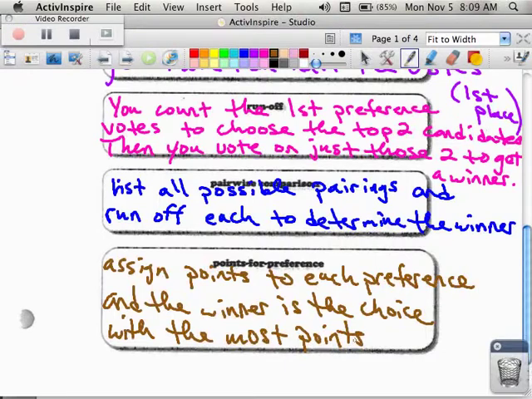So this is similar to a runoff in a way, in that, for example, let's say we're talking about ice cream and we have 3 choices: chocolate, vanilla, and strawberry. And I say to you, I want you to give 4 points to your favorite, 2 points to your second favorite, and 1 point to your third favorite ice cream. Everybody in here writes down the list. I take all the ballots, I total up all the points for each ice cream, and whichever ice cream has the most points, that's the winner. Okay, that's called points for preference.